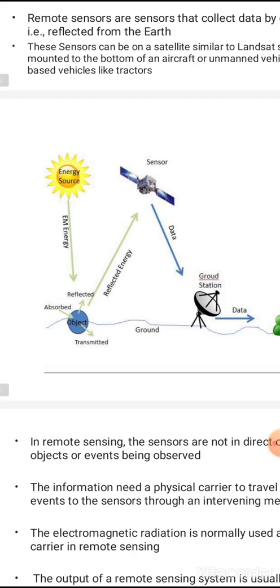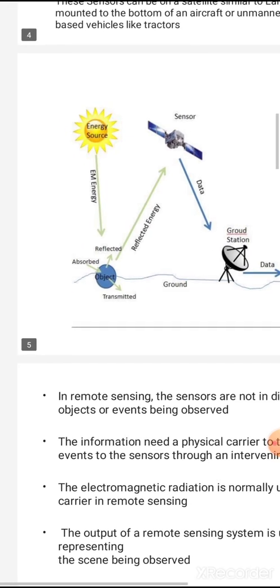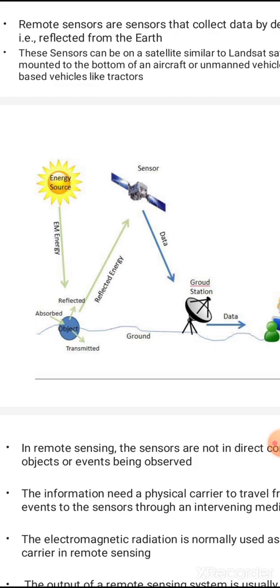So here this is the energy source. Okay, and here from the energy source electromagnetic energy reaches the object of that area whose physical characteristics need to be found out, and some of this radiation gets absorbed, some gets transmitted and some gets reflected, and this reflected energy is captured by using a sensor.